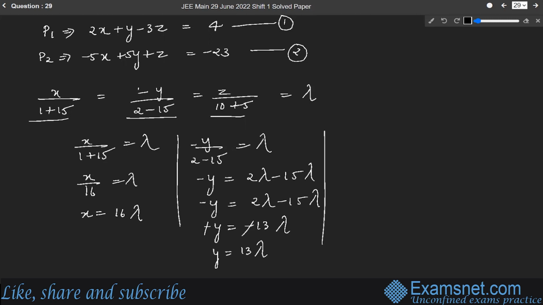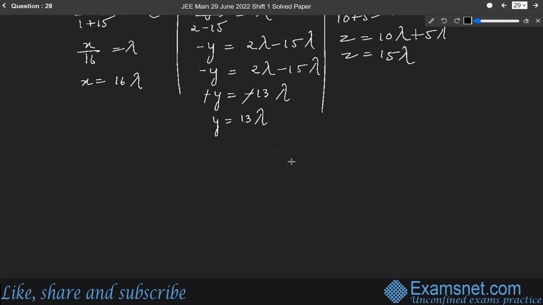Similarly, equating the last term. What is the last term here? Z upon 10 plus 5 is equal to lambda. So z will be equal to 10 lambda plus 5 lambda. It will be cross multiplied on the right hand side. So z will be equal to 15 lambda. Now we have the value for x, y, and z.